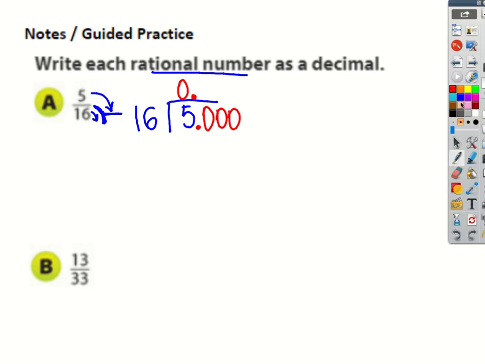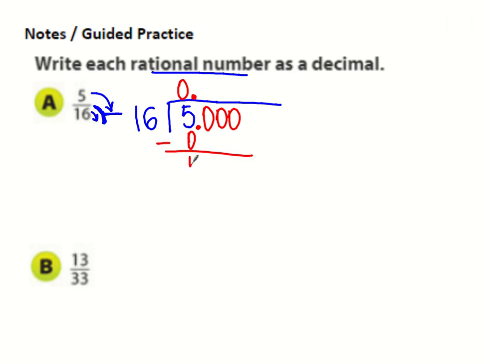Oops, I don't like that. Let me change to blue. Okay, so then the next, let's look at 16 times 0 is 0. Subtract, and I have 5. Bring down your next one, 0.